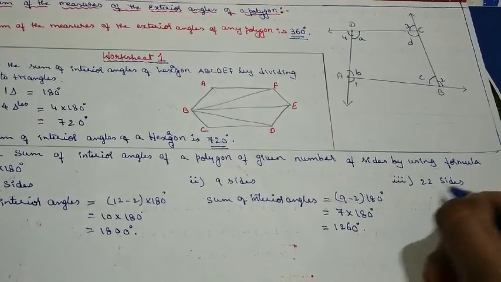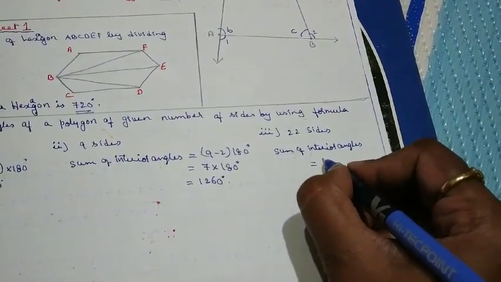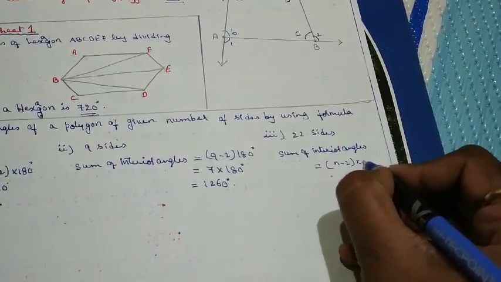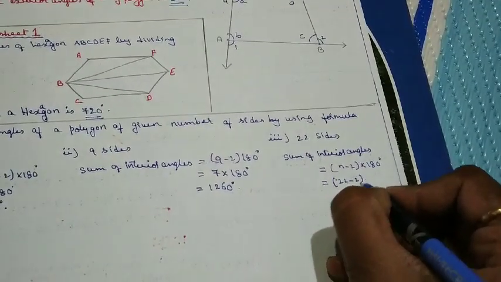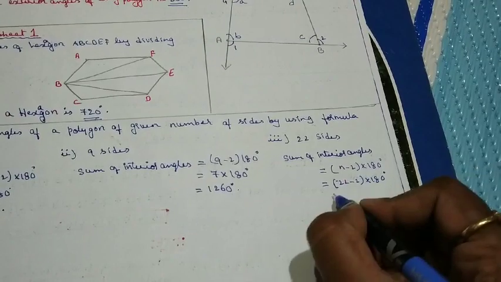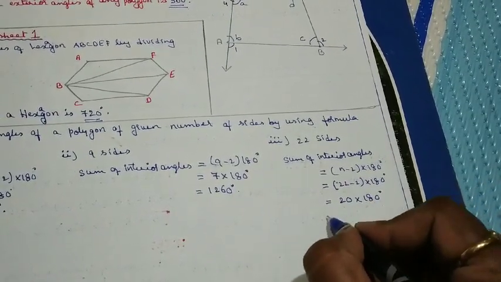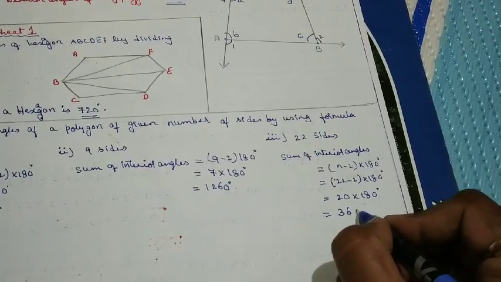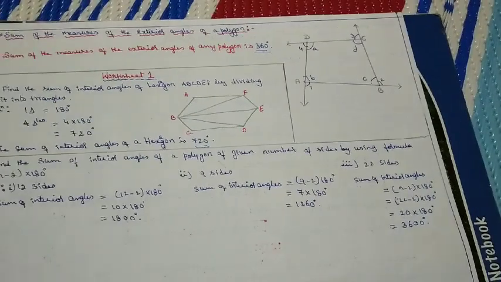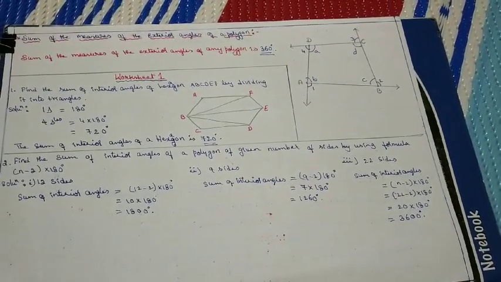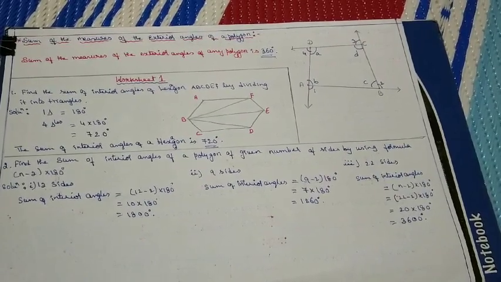Then the sum of interior angles equals (n minus 2) into 180 degrees. The n value is 22, so (22 minus 2) into 180 degrees. 22 minus 2 is 20, into 180 degrees. We know that 18 twos are 36, followed by 2 zeros, that is 3600 degrees. This is how we need to solve when they ask us to find the sum of angles of a polygon with the given number of sides.